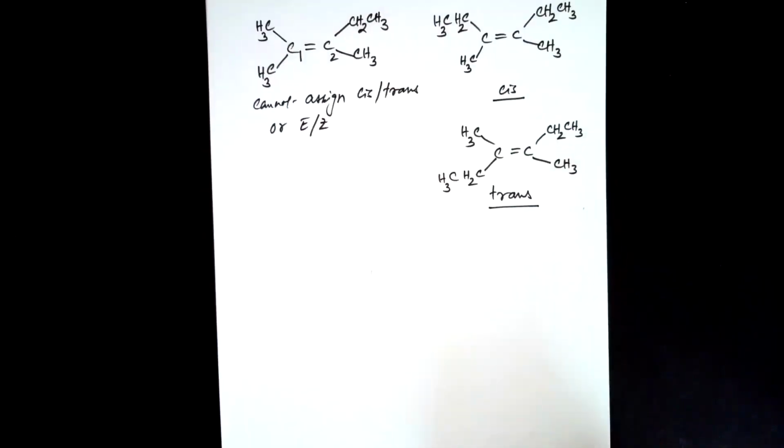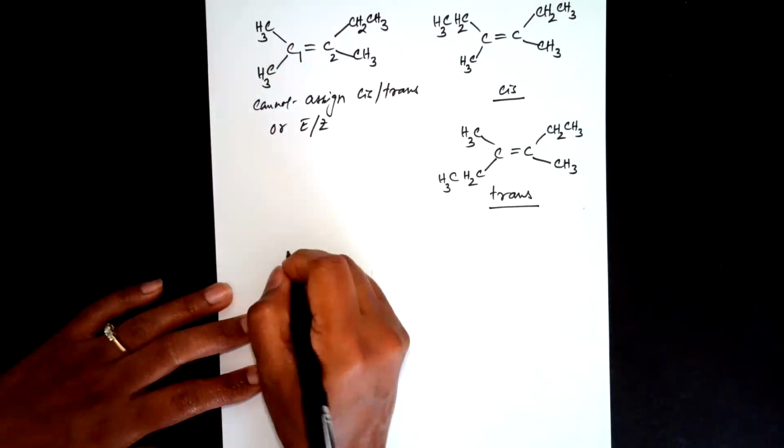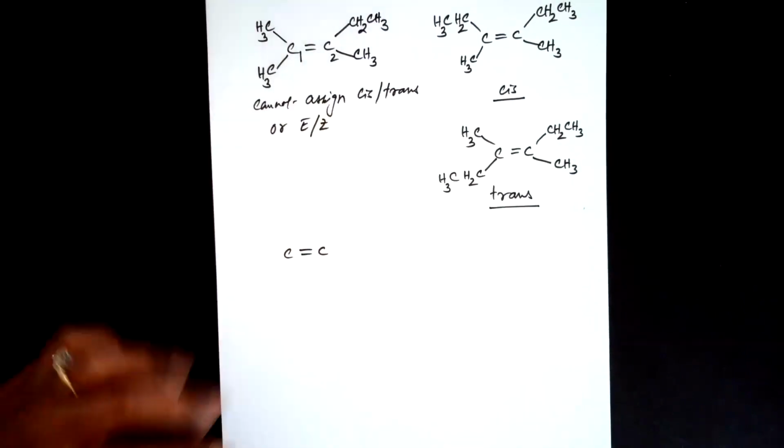Now let's give drawing E and Z a shot. So I would again start with my CC double bond.